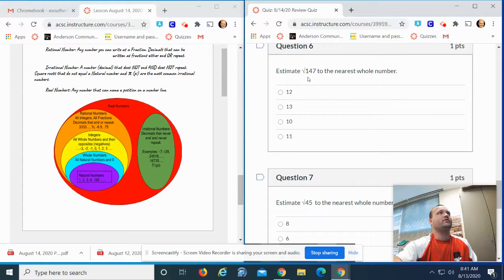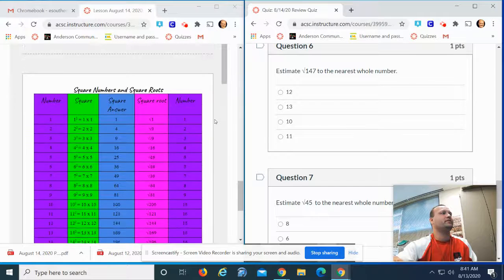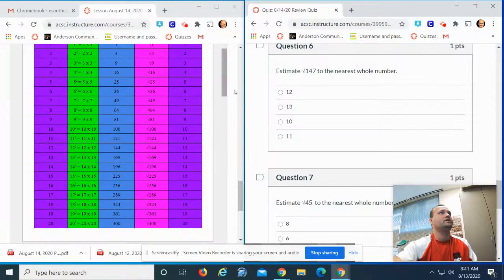The estimate of the square root of 147. This is where you pull up this sheet. Some of you guys were confused on the thinking on this. So you find the two numbers above and below. It falls between 144 and 169. Because it's closer to 144, it is going to be estimated as 12.